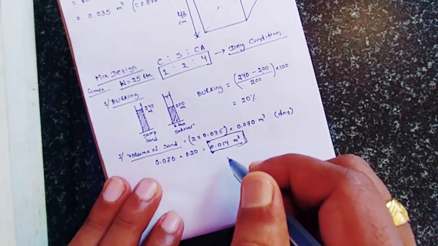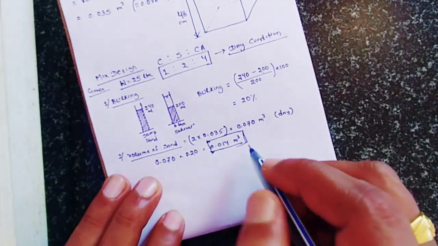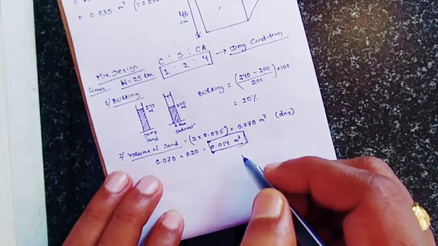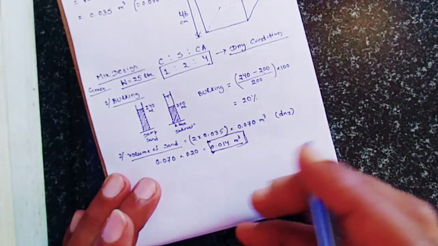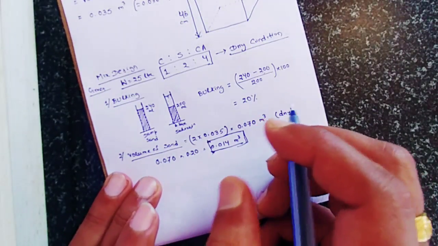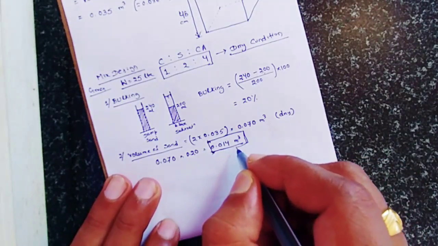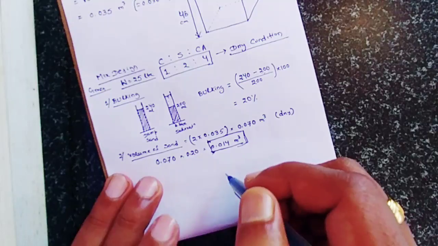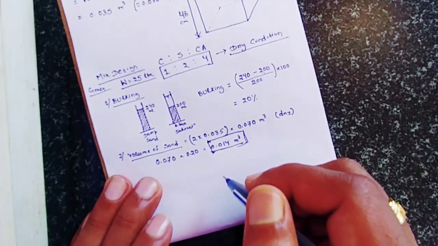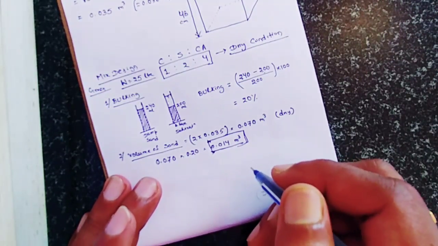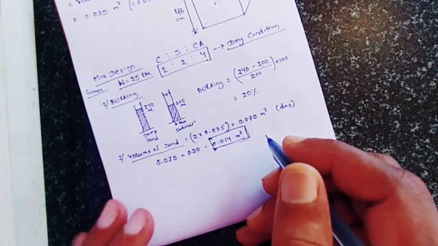So how to calculate? Because we only have a measuring box on our site, how much quantity should we put inside the measuring box so that we can be sure that this will become 0.014 cubic meter, whether we half fill it or we fill it up to 1/4 height. So let's calculate that one.